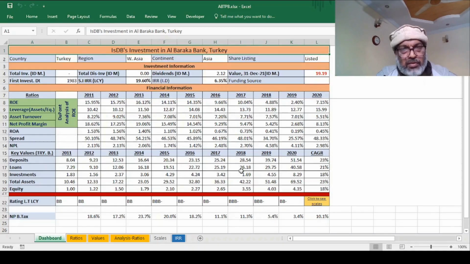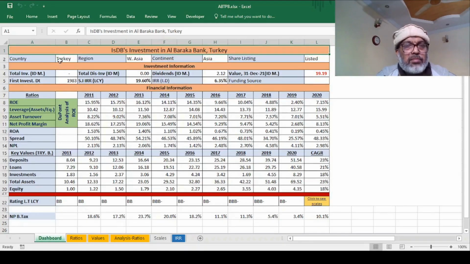So deposits give you the trend of deposits. Here is the CAGR, the compounded annualized growth rate, which is the trend. Over the period of 10 years, its deposits have increased by 23% annually, and investments have increased 18% annually. Total assets increased 23%. Equity has increased by 18% annually. And this is the rating given by the banking rating agencies, which is double B, double B minus, and likewise.